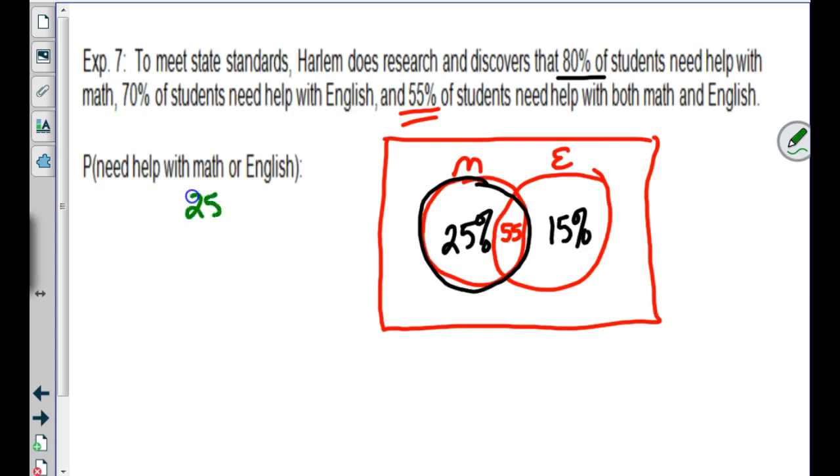So you would have 25, 55, and 15, which is, anybody? I think it's 95. Yeah, it's kind of a ridiculous question. I hope 95% of students don't need help meeting state standards, but it says Harlem, but it's just a made-up question, so. We good? So the issue here, guys, you need to understand that when it says or, it includes both.